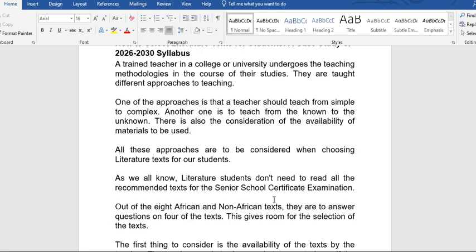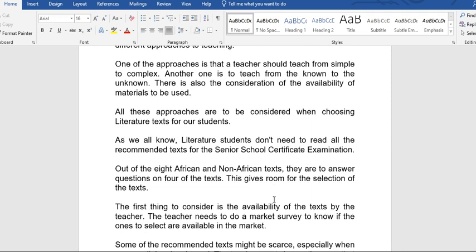Now, as we all know, literature students don't need to read all the recommended texts for the senior school certificate examination. Out of the 8 African and non-African texts, they are to answer questions on 4 of the texts. This gives room for the selection of the text. William Shakespeare is not here; we only consider the prose and the drama. So the students are not expected to answer questions on all the texts, but just 4. That gives room for selection of the best for our students.